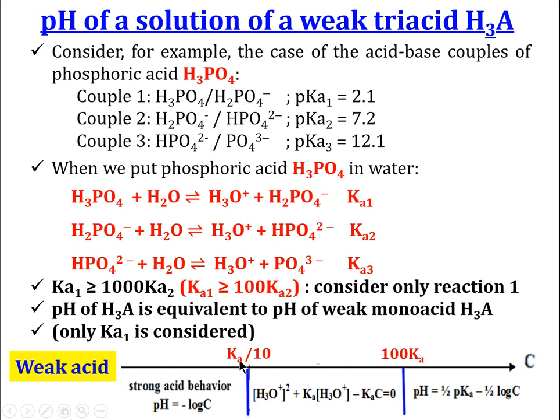pC. In the interval Ka over 10 to 100 Ka, we apply the second degree equation. We find H3O plus, then pH. So we have the same strategy as the weak diacid, but in this case we have another, third acidity.